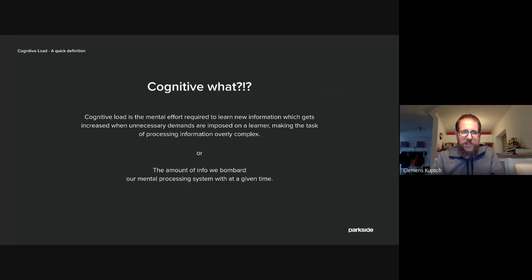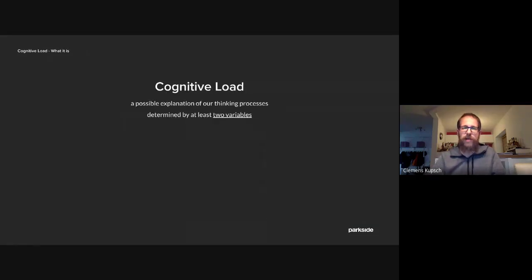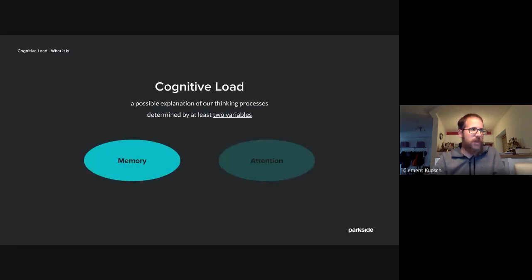One is mental effort. That's a very important thing. New information, unnecessary demands, and processing information. Those things come together and need some further explanation. And we will later on hear a bit more about those aspects of cognitive load, but for now I want to split it up into two main components which have a direct impact on the definition of the cognitive load. Both play a vital role in understanding it. And I will start with memory first, but we also have attention. So let's start with memory right away.